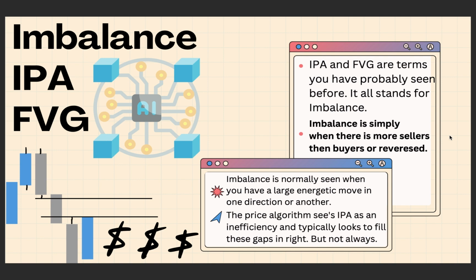The price algorithm sees IPA as an inefficiency and typically looks to fill these gaps in right away, but not always. Sometimes they will be left alone. Some people call those breakaway gaps. It doesn't really matter. Don't overcomplicate it.